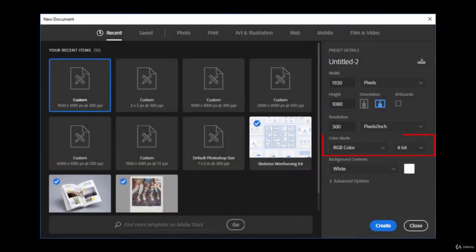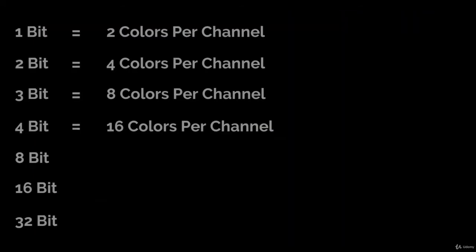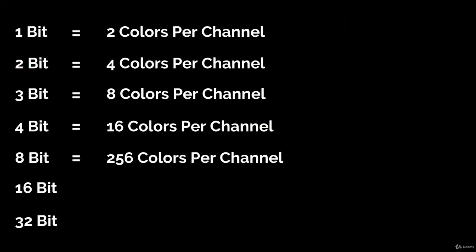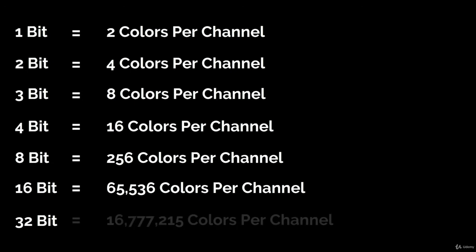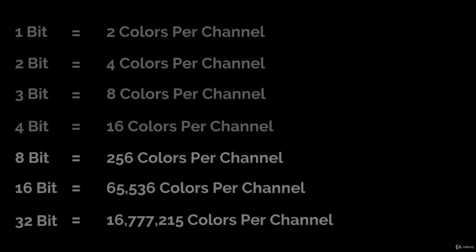Typically, you will use 8, 16, or 32-bit depths. 8-bit depth is 256 colors and good for web design work. 16-bit depth is 65,536 colors and great for print work. 32-bit depth is 16,777,215 colors and would be great for big prints, though these file sizes can get really big.